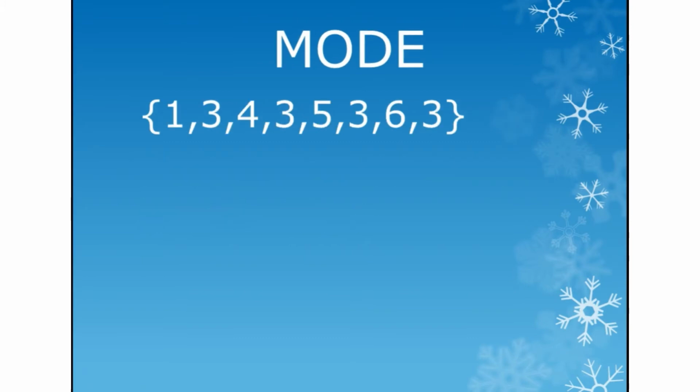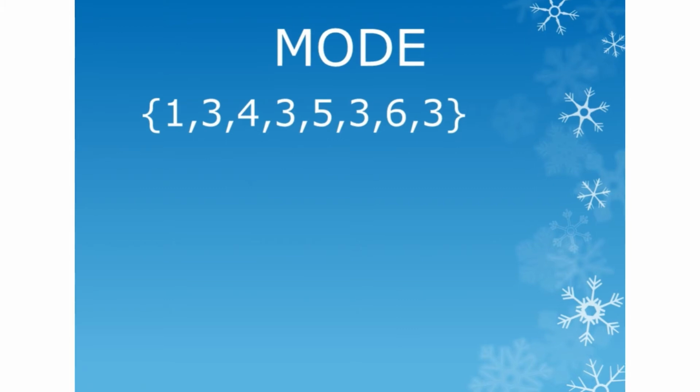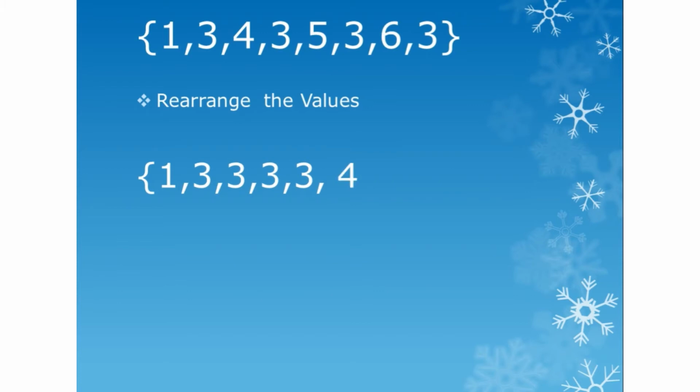So we have our data set. In the data set we have 1, 3, 4, 3, 5, 3, 6, and 3. So the first thing you need to do is to find the repeated values. And the easiest way to do this is to rearrange the data set. So we're going to rearrange the values in the data set. Therefore, it will look like this: 1, 3, 3, 3, 3, 4, 5, and 6.